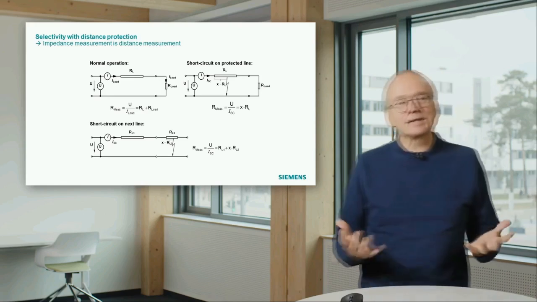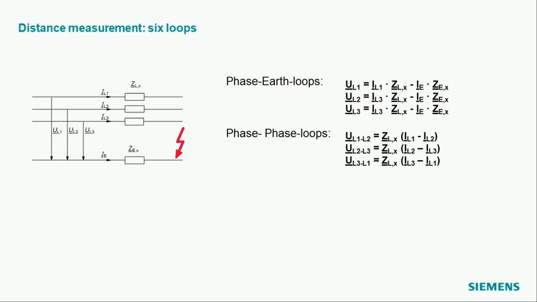So in reality, it's unfortunately a bit more complex. We have a three-phase system, and impedances are always defined in loops. And if we have three phases, we can define in total 6 loops. We can define the impedance between phase 1 to ground, phase 2 to ground, phase 3 to ground. And we can also measure the impedances between the phases, between phase 1 to phase 2, phase 2 to phase 3, and phase 3 to phase 1.